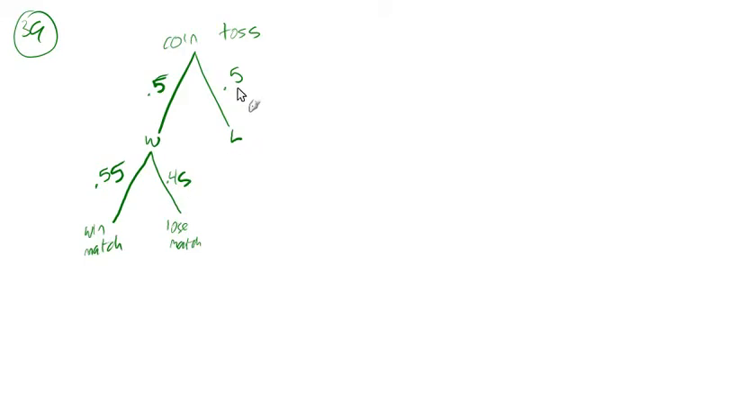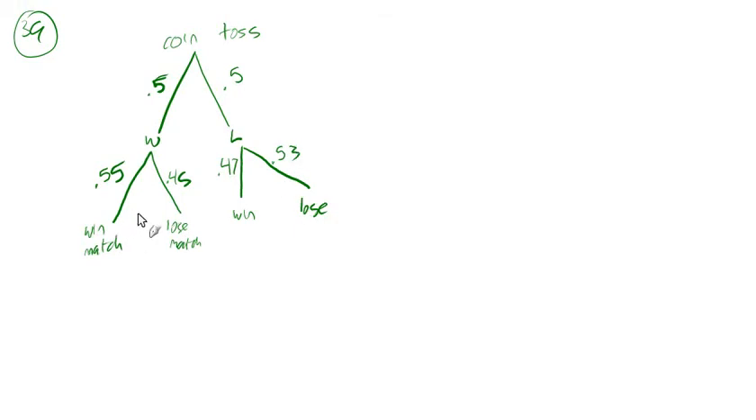Okay, now let's say that she loses the coin toss. What's the probability that she will win the match? Well, it says in the book we have a 0.47 chance that she'll win, given that she's already lost the coin toss. Okay, she could lose the match, too, and that would be a 0.53 chance that she'll lose.